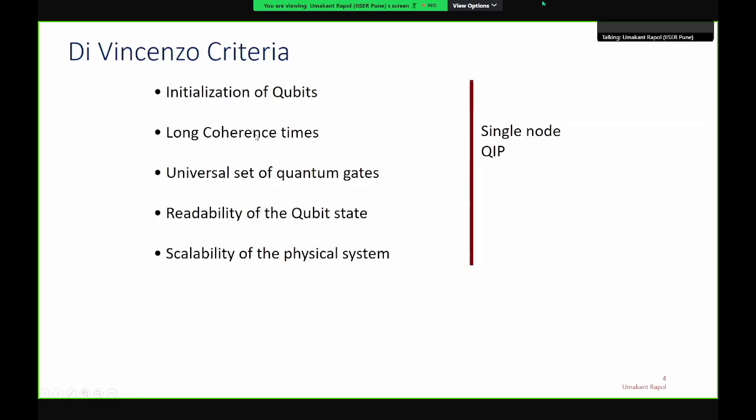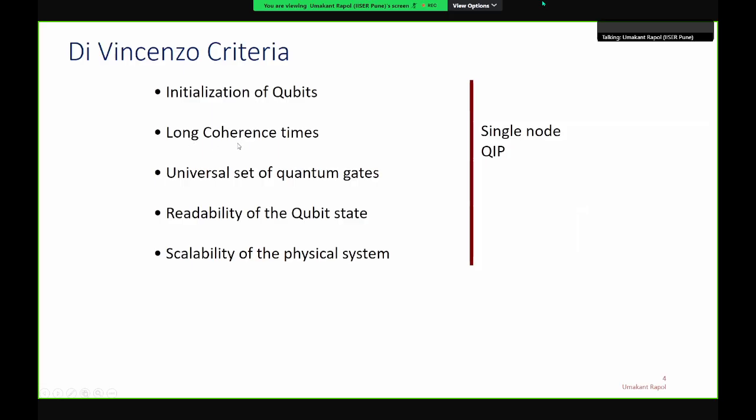It should have long coherence times. What this means is that when you excite the qubit to the excited state, or when you change the state from 0 to 1, again there is some scribbling going on the screen. Could you please refrain from scribbling on the screen, whoever is doing that? Thank you.